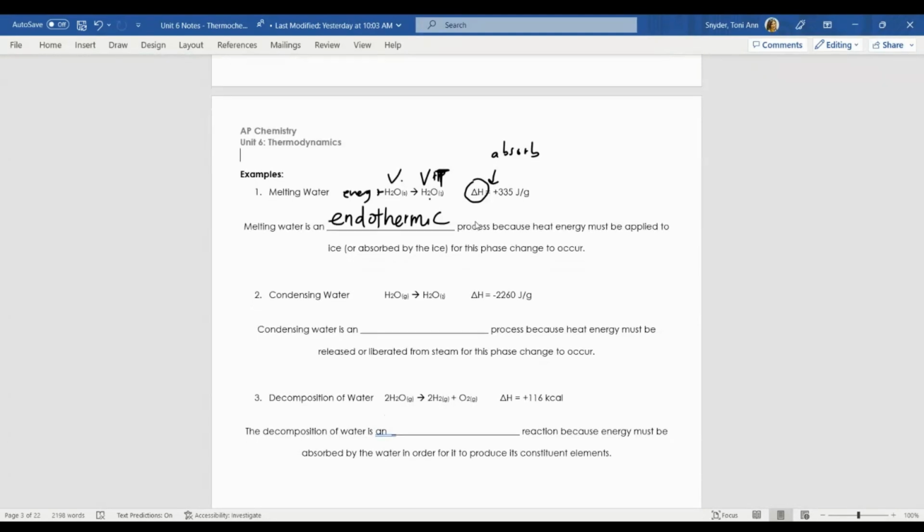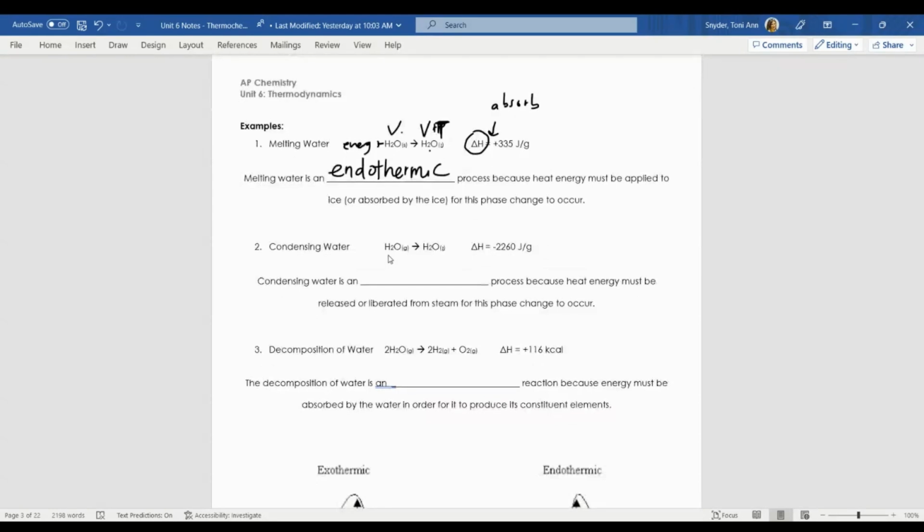If we are condensing water, let's take a look. I go from a gas to a liquid. Gases have vibrational energy, translational energy, and rotational energy. Whereas liquids have just vibrational energy and translational. So they're losing that rotational energy. As they lose that rotational energy, it's got to go to the surrounding environment. So energy is a product when we condense water.